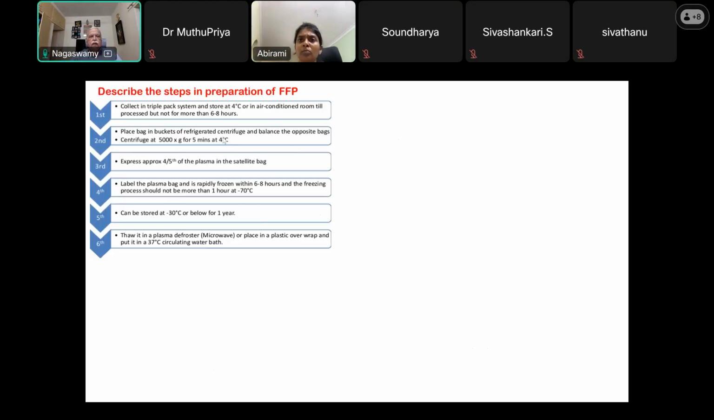So these are the steps in the preparation of FFP. Collect it in a triple pack system, store at 4 degrees, place the bag, and again centrifuge at 5000 G, and express the plasma into the satellite bag, and label the plasma bag and rapidly freeze it within 6 to 8 hours at minus 70 degrees, and store it at minus 30, and it can be stored for up to 1 year. Thaw it in the plasma defroster or a microwave, and place it in a plastic wrap and put it in a 37 degree circulating warm bath to get the FFP ready for use.